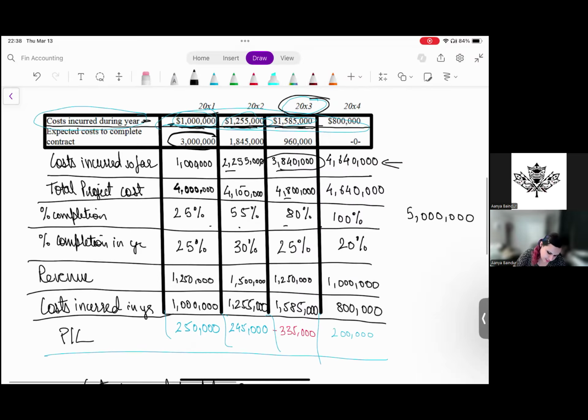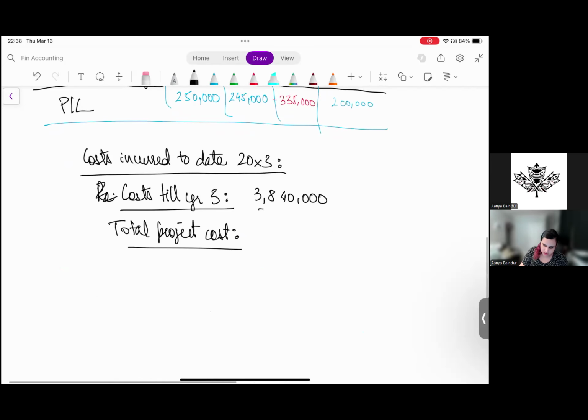Next, find total project cost. So the question tells us that for year 3, we expect 960,000 to project completion. So we just take the 960,000 and we add it to this figure right here, and that will give us the total project cost, right? Because that will be the cost incurred till the year and the cost to complete the project. So that will give us a total value of 4,800,000. Now that you have these two values, you just have to divide them, and that will give you 80%.